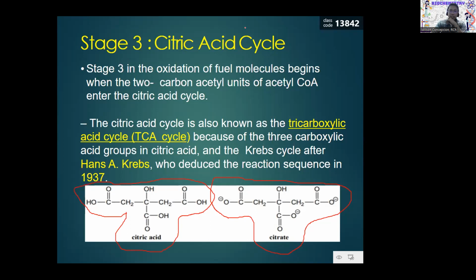So the citric acid cycle is also called the tricarboxylic acid cycle or TCA cycle. Bakit? Kasi citric acid is actually a tricarboxylic acid. Anong ibig kong sabihin doon? From the word tri, tri means 3, di ba? So asan yung tricarboxylic natin? Ayun, 1, 2, 3. Okay? Kaya citric acid is also called a tricarboxylic acid. In return, it is also called the TCA cycle.